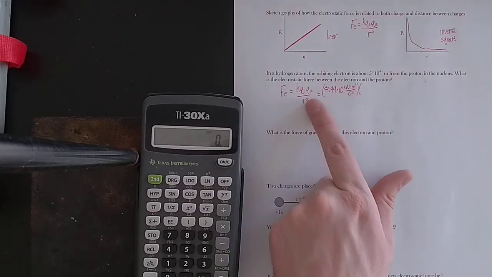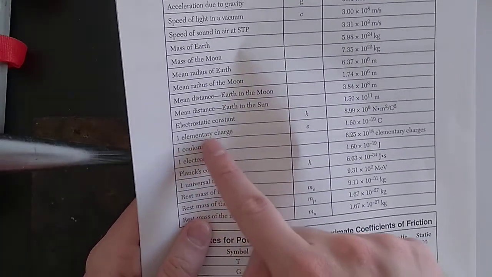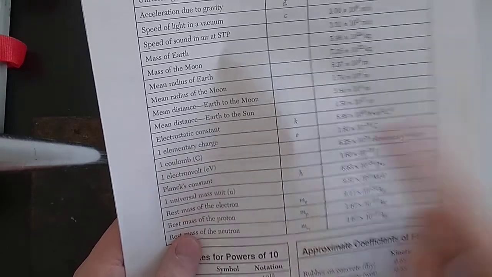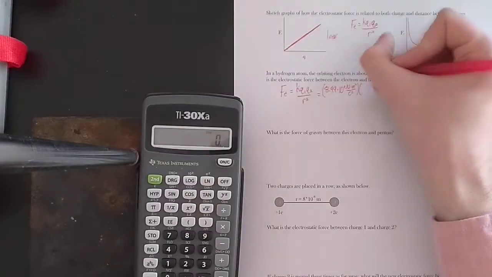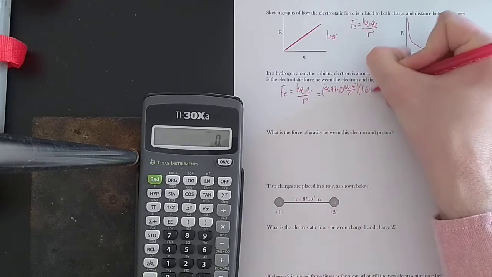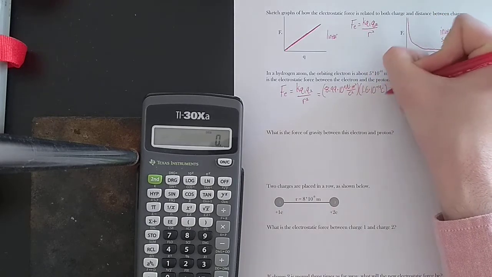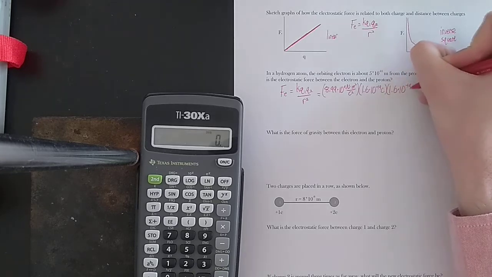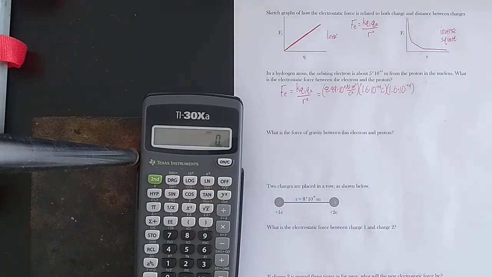Remember that these charges need to be in coulombs. So we go to the reference tables again. One elementary charge is 1.6 times 10 to the negative 19th coulombs. I'm not going to put one of them as negative because remember we leave the signs out of this equation. However, we do know that since it's an electron and a proton, they have opposite signs, they have opposite charges, therefore these two particles will be attracted to one another.